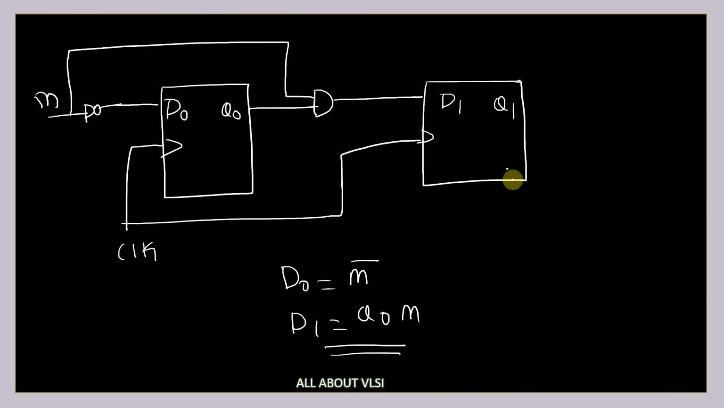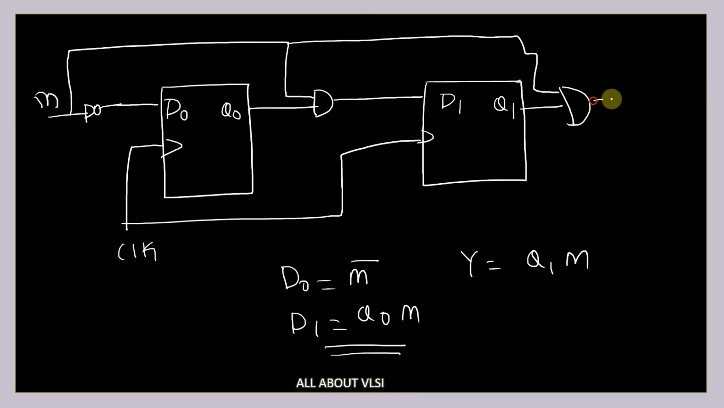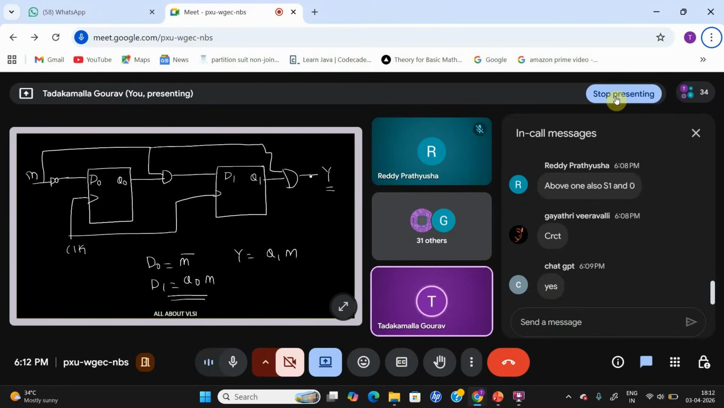Coming to my output, if I solve the equation of my output, I'm going to get Q1 into M. So this is Q1 and M. This is a sequence detector circuit which I'm going to get. This is my output Y. Okay, guys, you can solve them if you find some time, then please solve it.